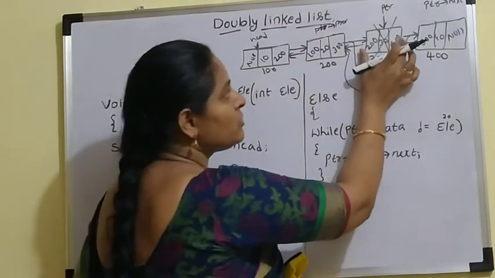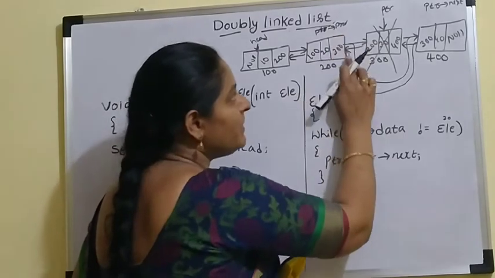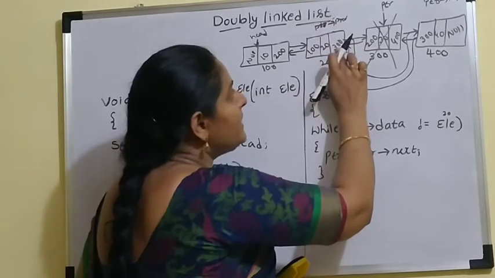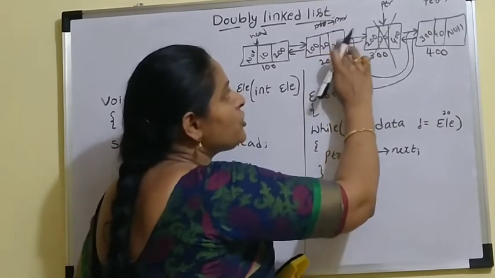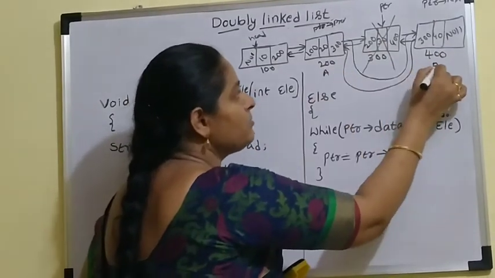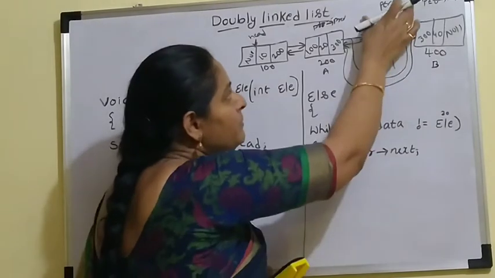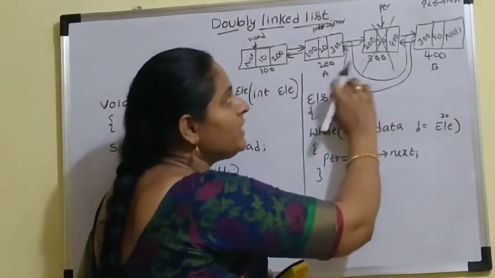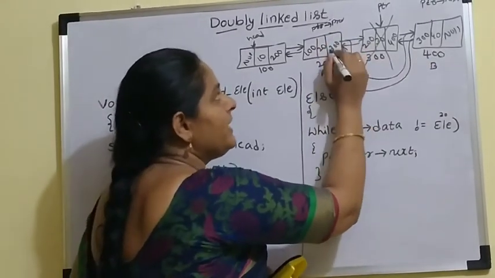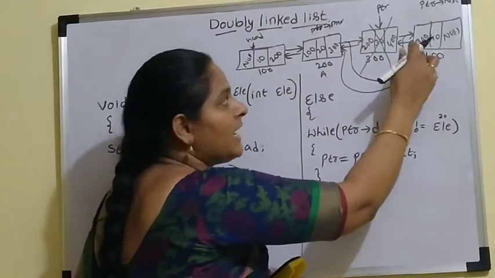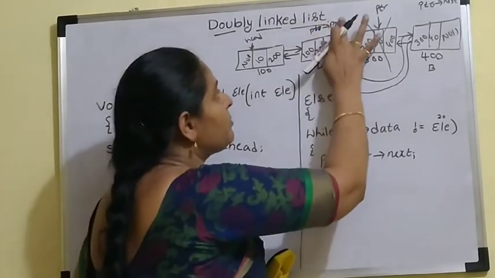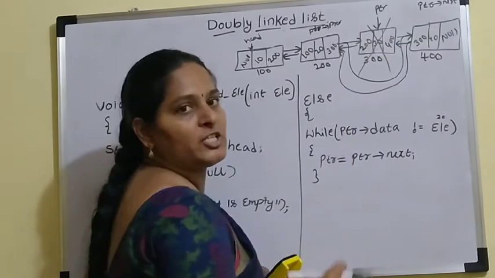So if you want to remove this node, what we need to do? We need to connect ptr previous with ptr next. That means in ptr previous next part, we should store ptr next node address. Just assume that this is A and this is B. If you want to remove this node, from A next part, we should save address of B. And in B previous part, we should save address of A. Similarly, here A represents ptr previous and B represents ptr next.